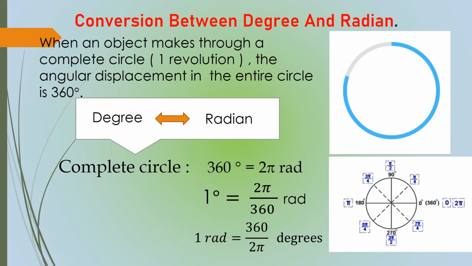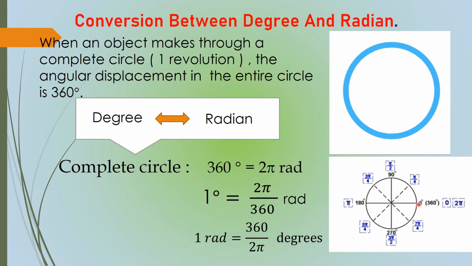Conversion between degree and radian. When an object makes a complete circle of one revolution, the angular displacement theta in the entire circle is 360 degrees. So for using the equation just now, S equals R theta, the angular displacement theta should be in radians. Therefore, you should know how to convert from degree to radian or from radian to degree.